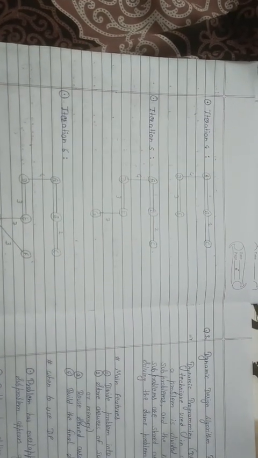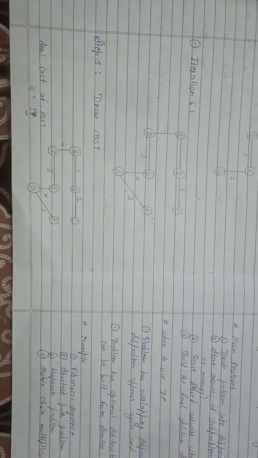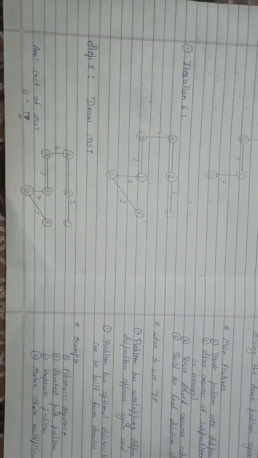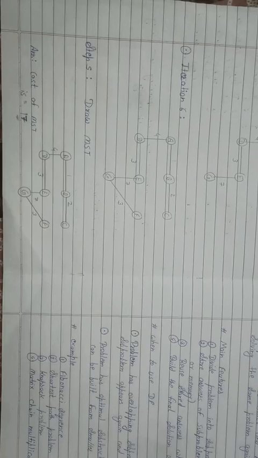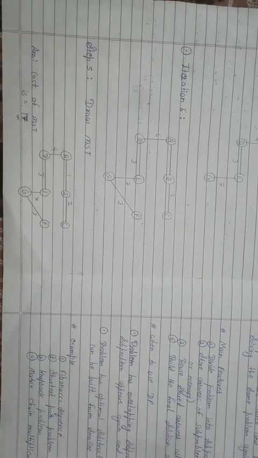There is fifth iteration A to B, B to C, A to D, D to E, and E to G. There is sixth iteration A to B, B to C, A to D, D to E, E to G, and G to F. Now the last step of Prim's algorithm is draw MST. Here we can draw MST, and the cost of MST is 17, that is minimum.